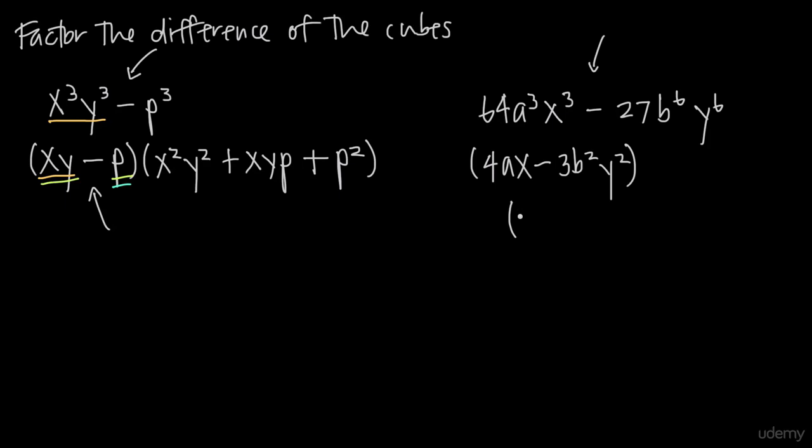64 divided by 4 is 16, which means we need to multiply 4 by 16 in order to get back to 64. We have to multiply a by a squared to get a cubed, and we have to multiply x by x squared in order to get x cubed.